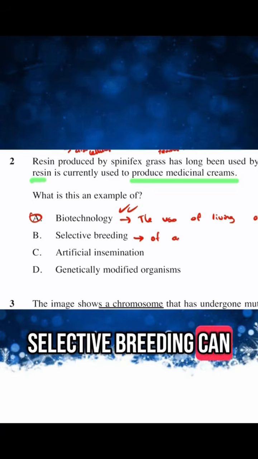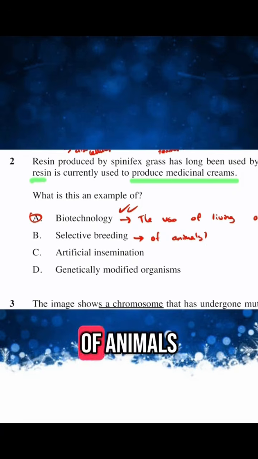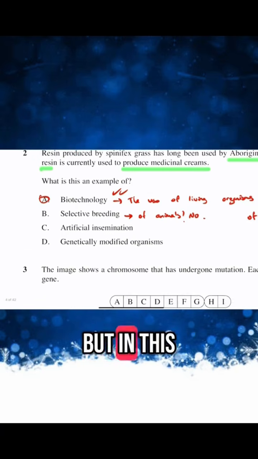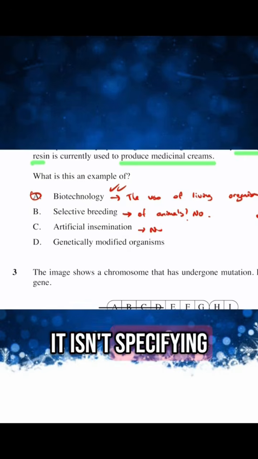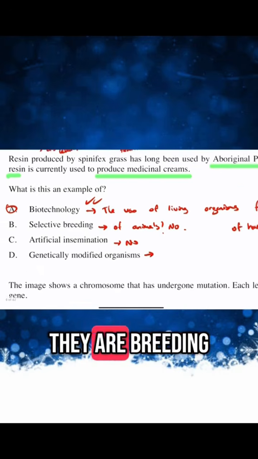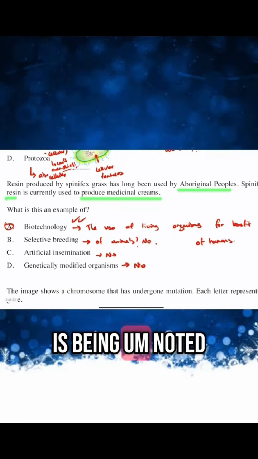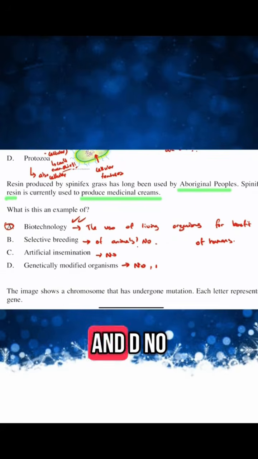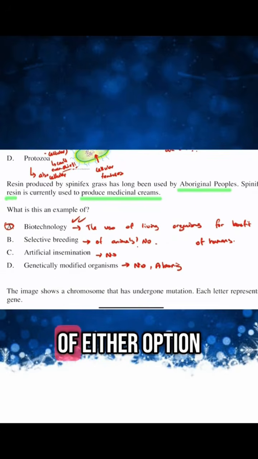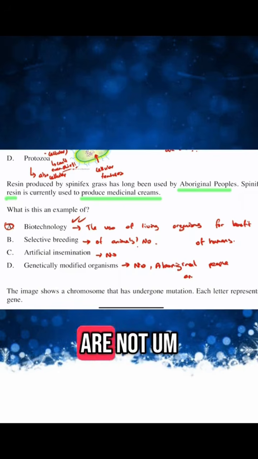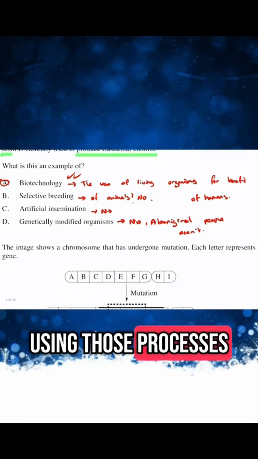Selective breeding can be commonly referred to the breeding of animals. However, it can also be referring to plants, but in this case, it isn't specifying if they are breeding between two different plants. We only have one plant that is being noted. As for C and D, no to both. There's no mention of either option in the question itself, and no, Aboriginals are not using those processes for sure.